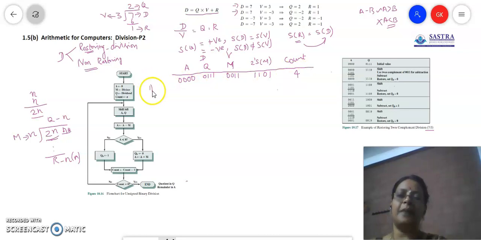So in the first step, as per the algorithm, we have done all the initialization part. Now we will just proceed. Here first we are going to do shift left AQ. Now if you shift left, what will happen? This 0 will come here, this 0 0, and this 0 will come here. Then 111, and this bit is going to be empty. After shifting left, what is the next step? We have to do the subtraction. So subtract M.